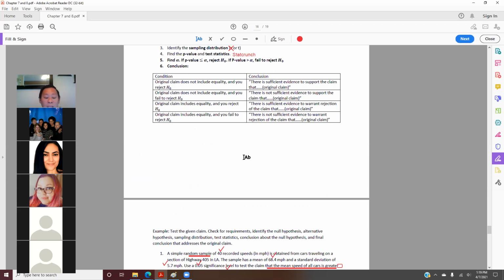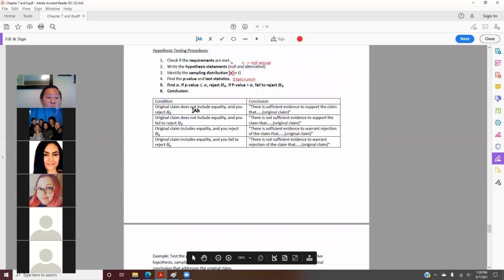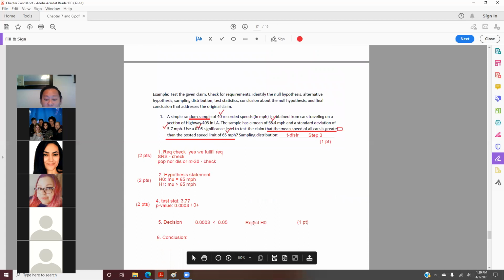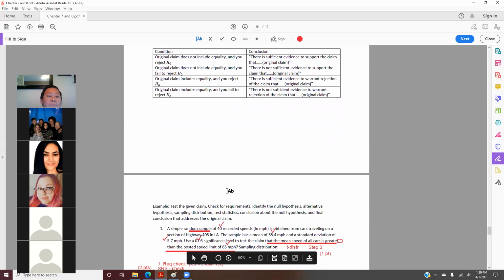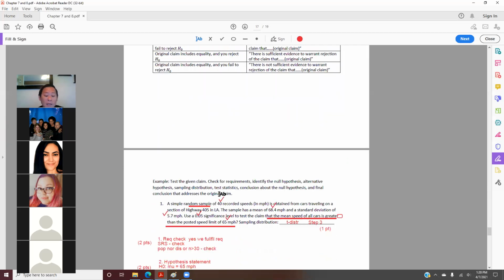First things first, does your claim statement have an equal sign or no equal sign? This is for greater than, so it does not include an equal sign. So it's either number 1 or number 2. It's number 1 because we rejected in step 5, your decision. So we will use the first statement: there is sufficient evidence to support the claim that. That is your answer here.